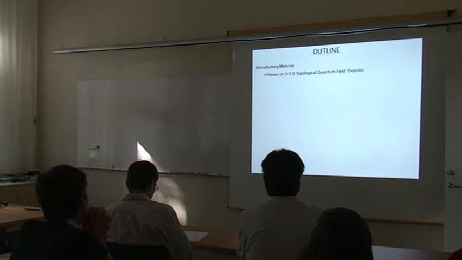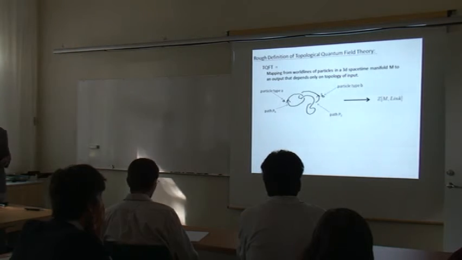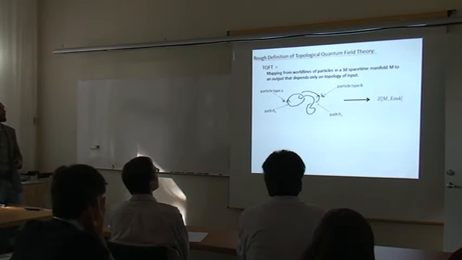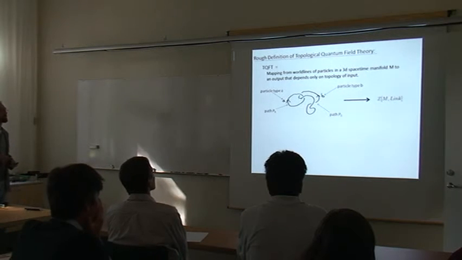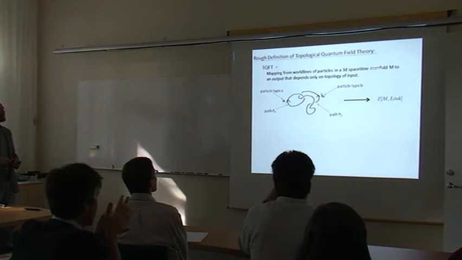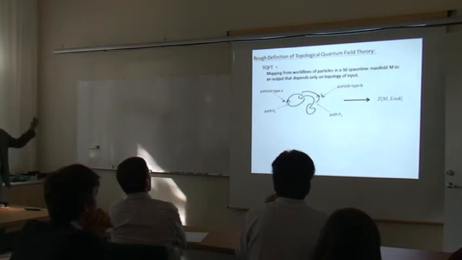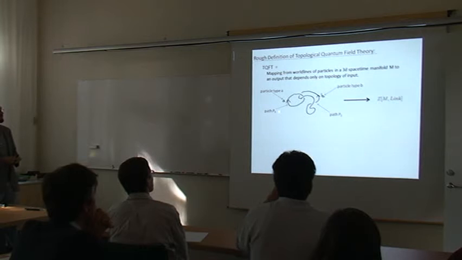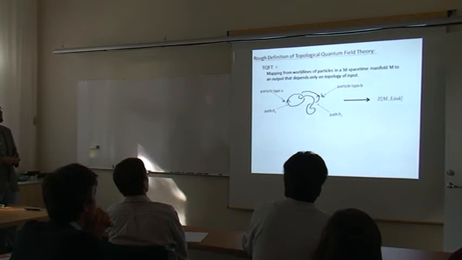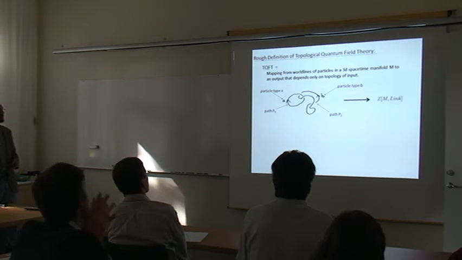So let me start with a primer on two plus one dimensional topological quantum field theories, and then I'll back up and explain what it is we're trying to do with them. So roughly, I want to think of a topological quantum field theory as a mapping from a set of world lines of particles in a three-dimensional space-time manifold M to an output that depends only on the topology of the input. So you think about some three-dimensional space-time, and then here's a world line of a particle taking path A, another world line of a particle taking path B, and from this as an input, I'm going to get an output, which we think of as our partition function.